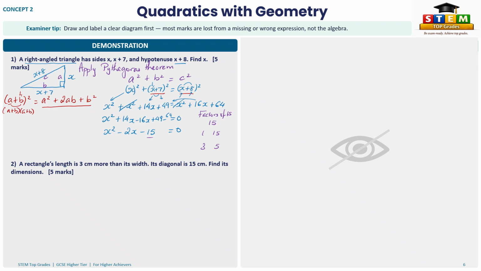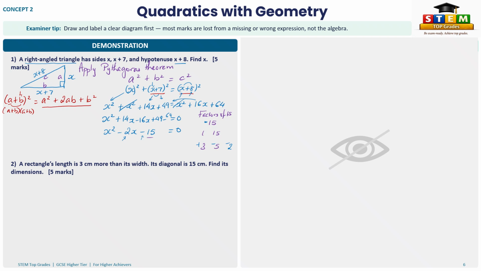Now to be able to get the correct factor, we know we got negative 15. To get negative 15 and to be able to get 2, 1 and 15 will never give me a 2. So 3 and 5 will give me a 2, but bearing in mind that we are going to have to get a factor of minus 15, so plus and minus, to get minus 2 here, you need minus 5 and plus 3. So that combination is going to give me a minus 2.